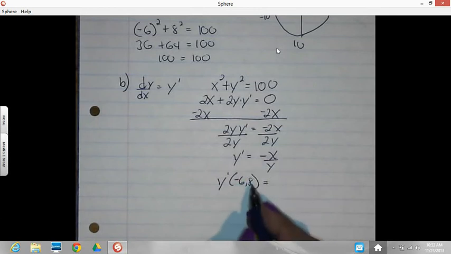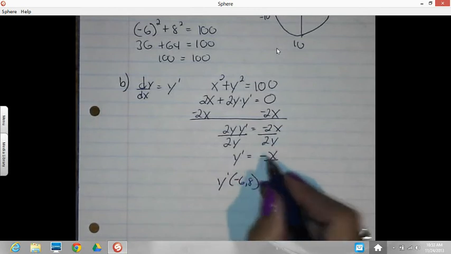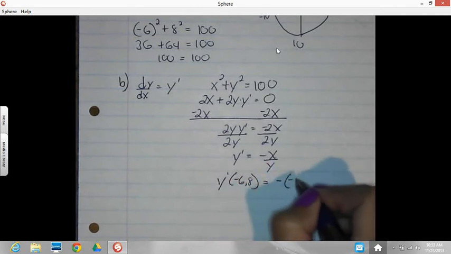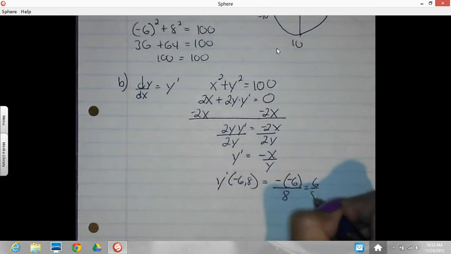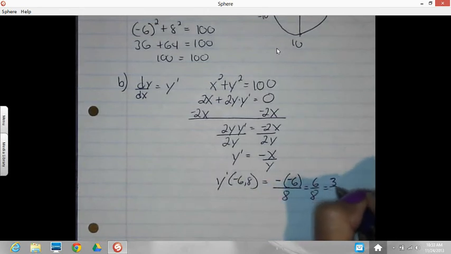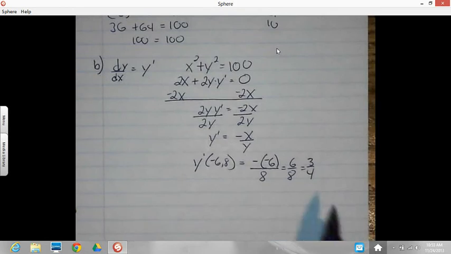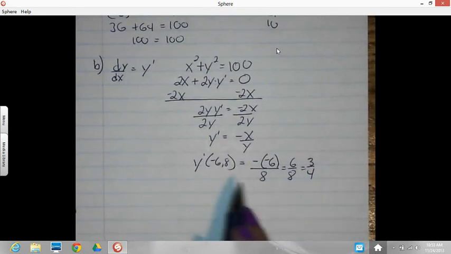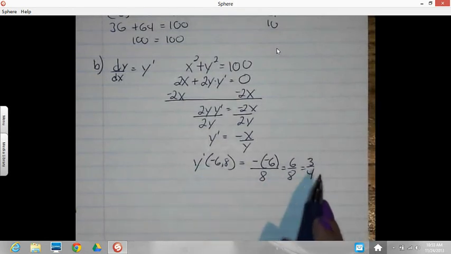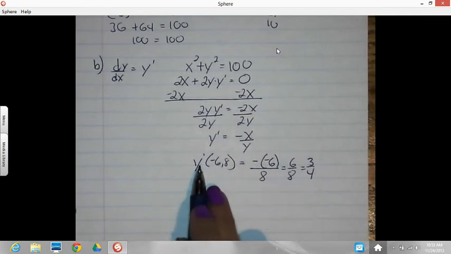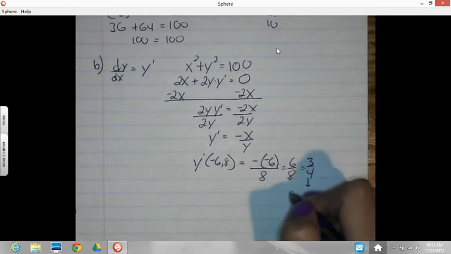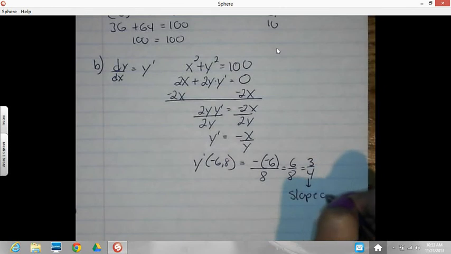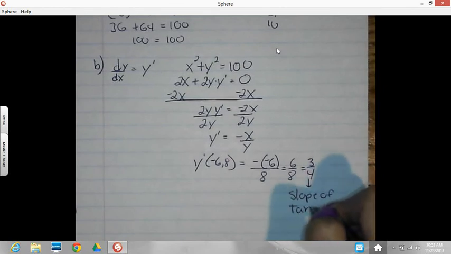So I've got the opposite of negative 6. Divide by 8. That's 6/8. That's 3/4. Well, think about what this number represents. When I plug a number into a derivative, what is that giving me? If you remember, the value of a derivative is giving you a rate of change. It's the slope of the tangent line. And I got a positive 3/4.